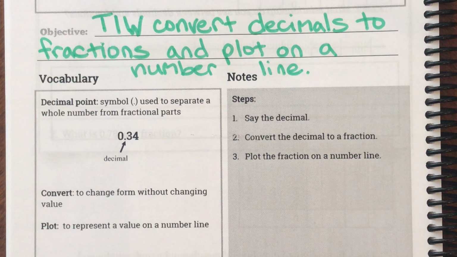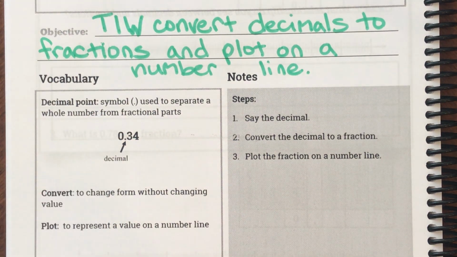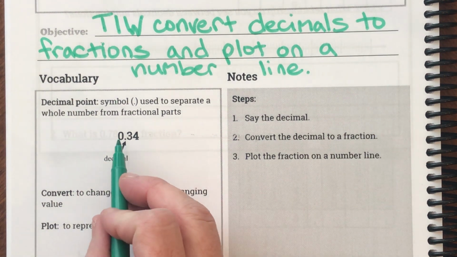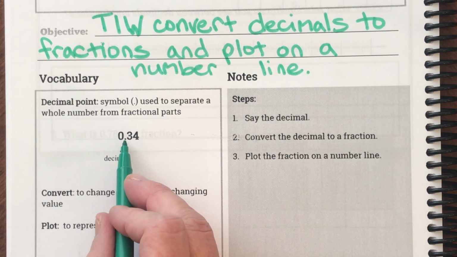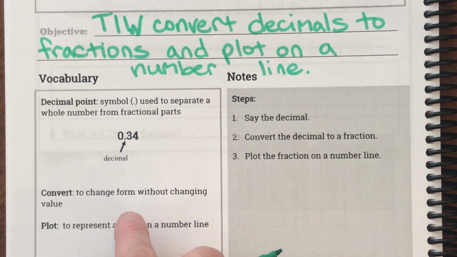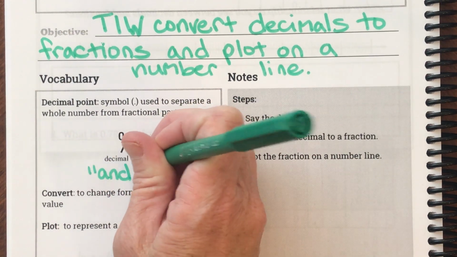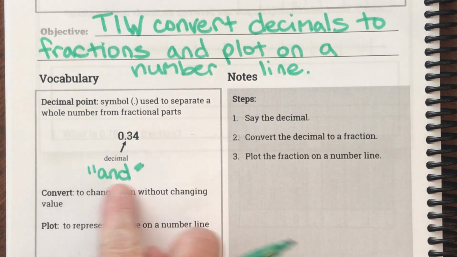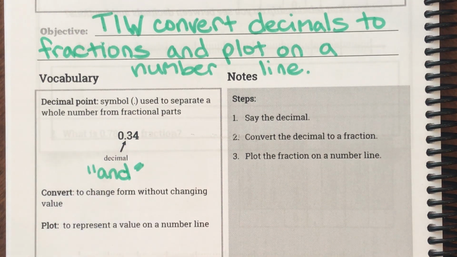Okay, so let's look at our vocabulary. We have decimal point. It's a symbol used to separate a whole number from fractional parts. So this is 0 and 34 hundredths. So what we said for the decimal, we don't say decimal and we don't say point. We say the word and. And you've heard me say that in the last few videos. We say and. So 0 and 34 hundredths.